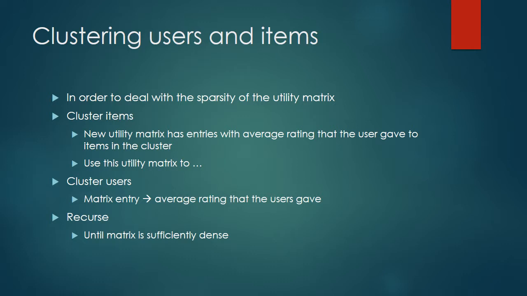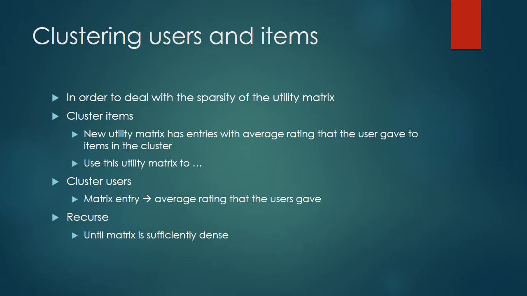And so you're basically doing this for users as well. Again, we are relying on the similarity metric that we defined to cluster it. So this goes back to when we were clustering based on the distance metric, right? So the new utility matrix has entries with an average rating that the user gave to items in the cluster. And if you're clustering on the side of the item, then you're basically clustering, averaging those values, okay?